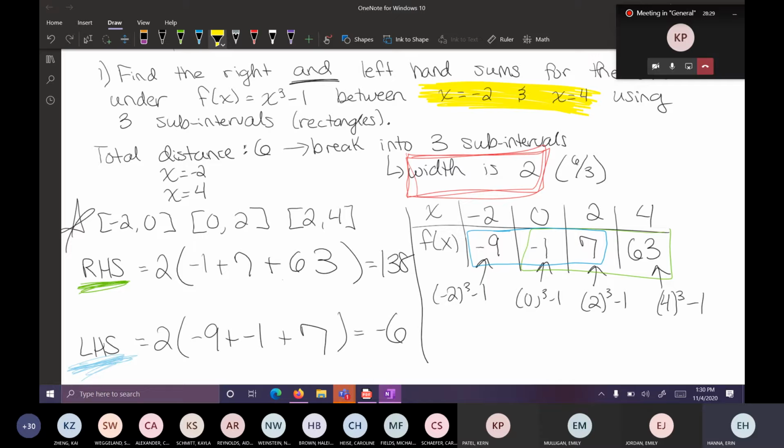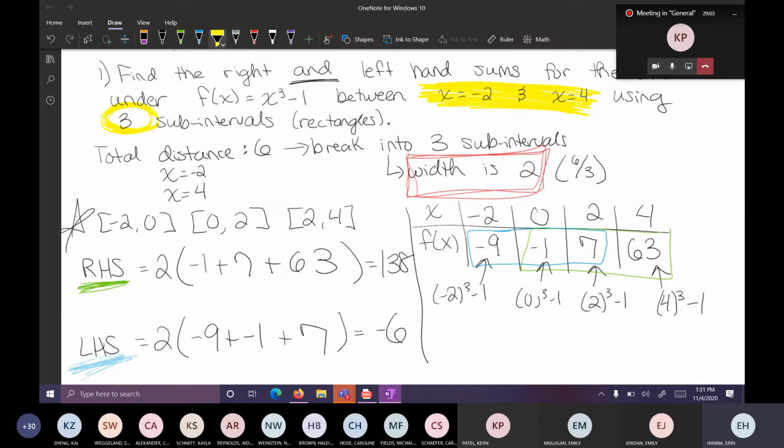So if we're going between -2 and 4, there's a total distance of 6 between those 2 numbers. Essentially, if you take your end number minus the beginning number, so 4 minus -2 gets me 6, if you're having trouble seeing why it's a 6. So we want to break that distance of 6 into 3 subintervals, because that's what we're told to do. So if we want to break a distance of 6 into 3 pieces, each piece is going to have a distance of 2, because you still have to span that distance of 6.